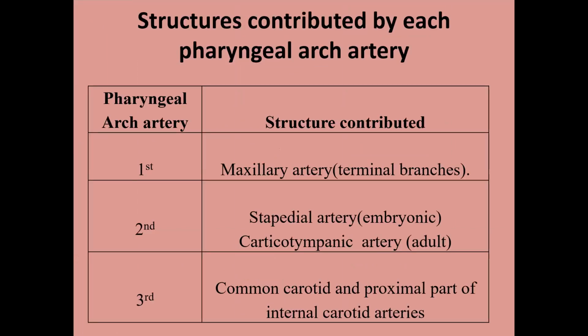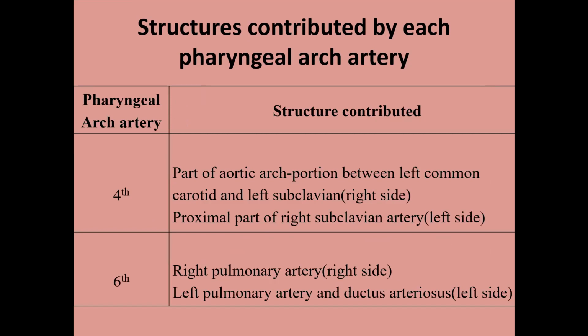So now we have got the pharyngeal arch arteries. Most of the books say the first and second arch arteries don't give rise to any structures, but this is not true. The first arch artery gives rise to the terminal branches of the maxillary artery. The second arch artery gives rise to the stapedial artery in embryos and the caroticotympanic artery in adults, which supplies the tympanic cavity. The third arch artery gives rise to the common carotid artery and the proximal part of the internal carotid arteries on both sides. And then the fourth and sixth arch arteries also give rise to important structures.